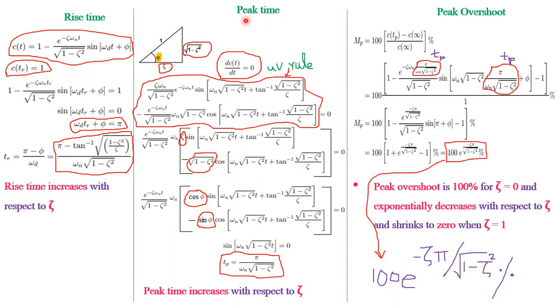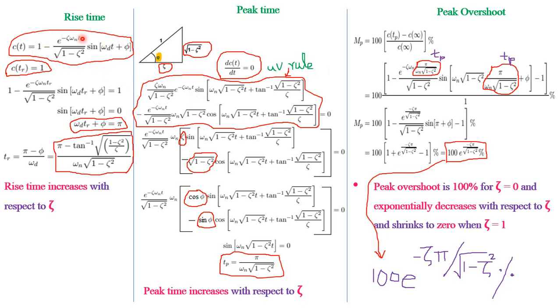Next, peak time. Peak time means the time taken by the system response to reach the peak value of the response. Here, we can find the peak value of any function only when we differentiate that function with respect to the variable and equate it to 0. So the C of t expression I have to differentiate with respect to t, because t is the variable, and equate it to 0. For this I have to use the UV rule. What is the UV rule? V du plus u dv. When I differentiate, 1 on differentiation is 0.